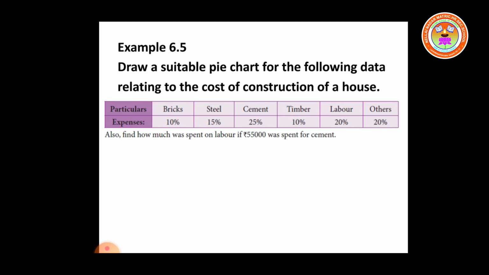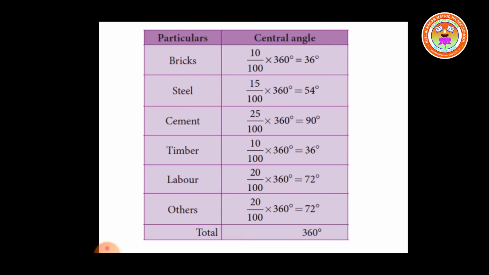Next one, example 6.5. Draw a suitable pie chart for the following data relating to the cost of construction of a house. Particulars and expenses given. Bricks 10%, steel 15%, cement 25%, timber 10%, labor 20%, others 20%. Also, find how much was spent on labor if rupees 55,000 was spent for cement. So first we will see the central angle. They are given in percentage. So the total value you have to take as 100 only.